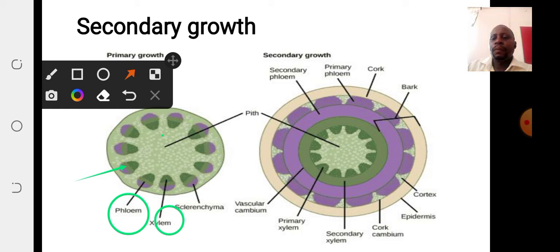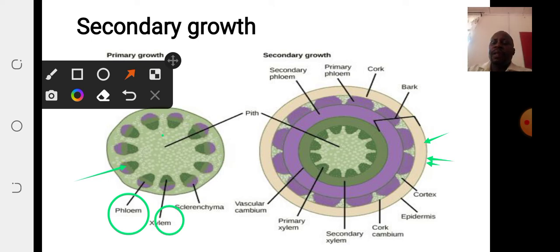At the back of the tree, there is also what we call the cork cambium. It is usually found just beneath the bark of the tree. The cork cambium is also very important during secondary growth. Now the question is, how does secondary growth occur?